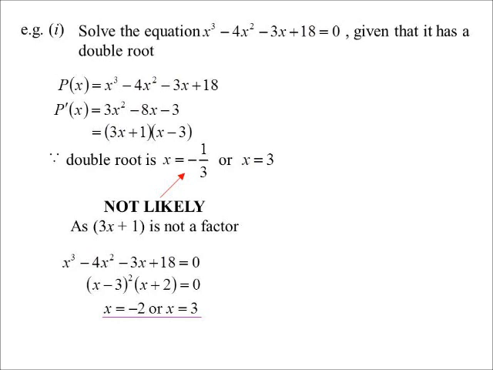X equals negative 2 or x equals 3 is the solution. This also brings up an interesting point. Had the question said, instead of solve the equation, find the zeros, then my answer would be not negative 2 and 3. My answer would be negative 2, 3, and 3, right? Because it's a double root. That's the difference between solutions to the equation and the zeros itself.